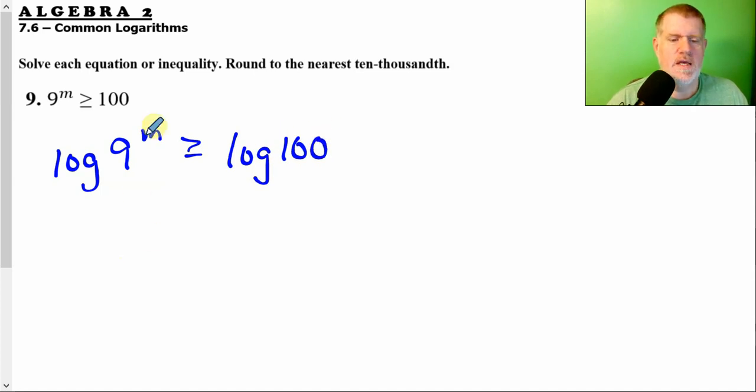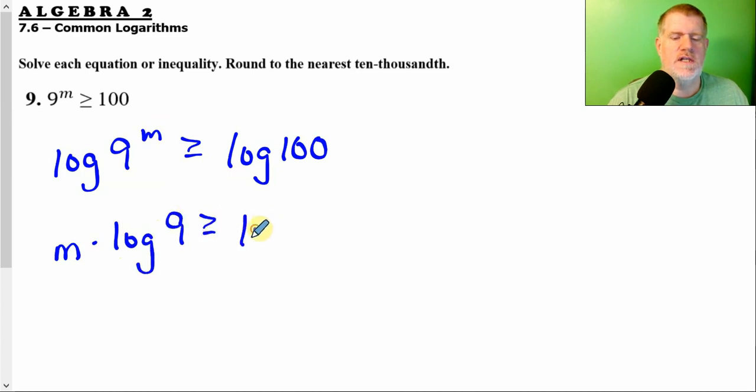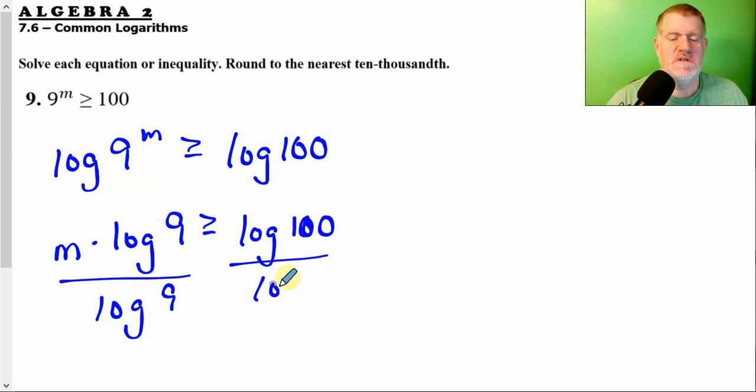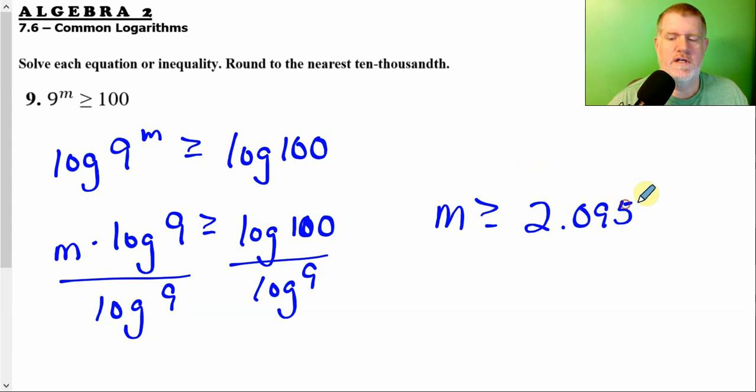Okay. Drop the m in front. And some of you guys might know, what is the log of 100? That's 2. Do you have to know? No, because you can put it in a calculator if you want. Now just be careful. You're not dividing 100 by 9. You're dividing log of 100 by log of 9. So if you do that, what you're going to get is 2.0959.